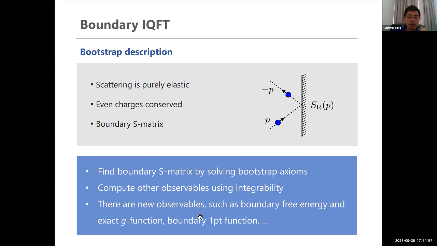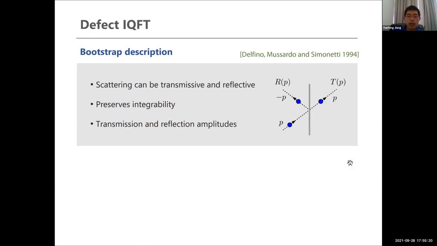So in the boundary case, as I mentioned in the beginning, there are some new observables, such as the boundary free energy and the exact g function, which is also called the boundary entropy, and also the boundary one-point function. So the structure is much richer, and all these deserve further exploration. So finally, let me briefly mention the defect case. So this is the integrable defect. Again, in the Lagrangian description, we have the same story.